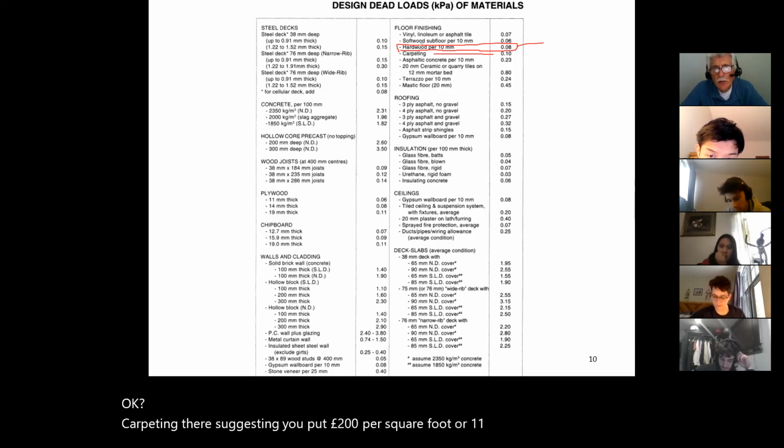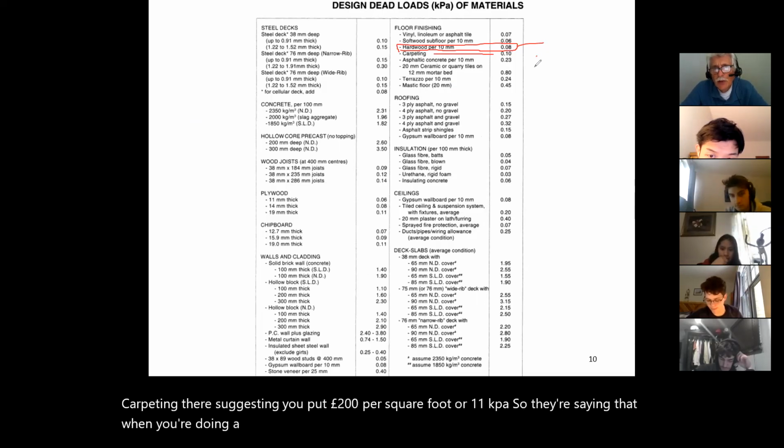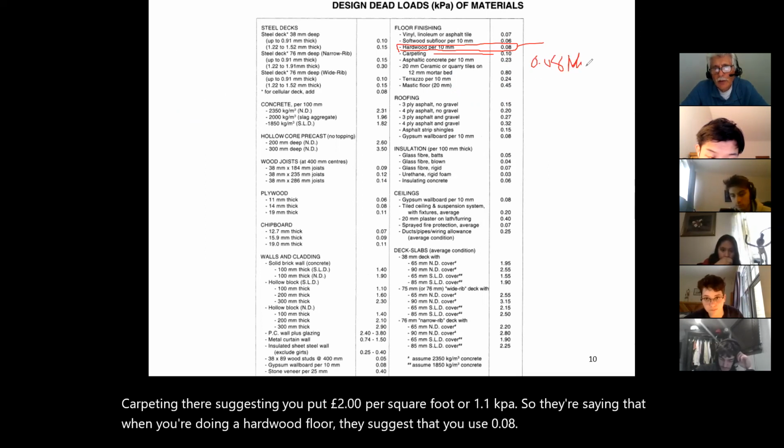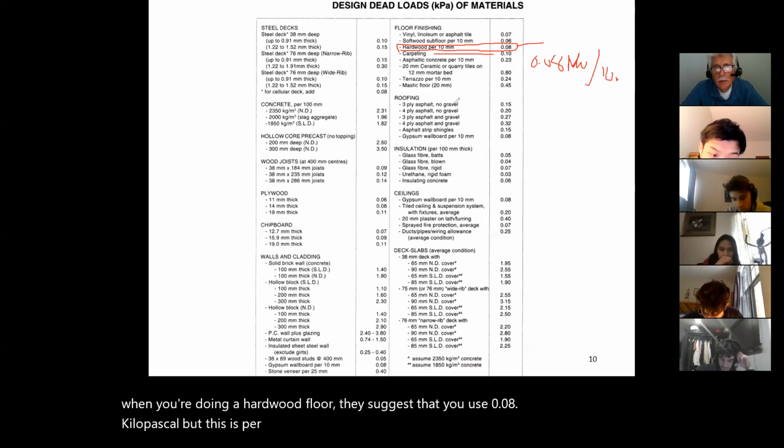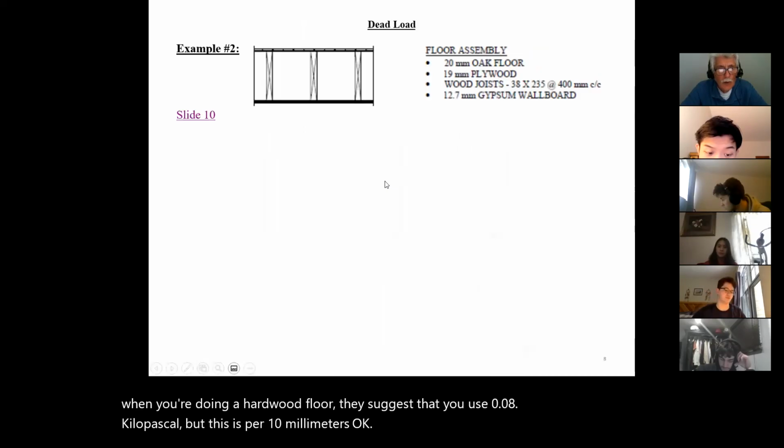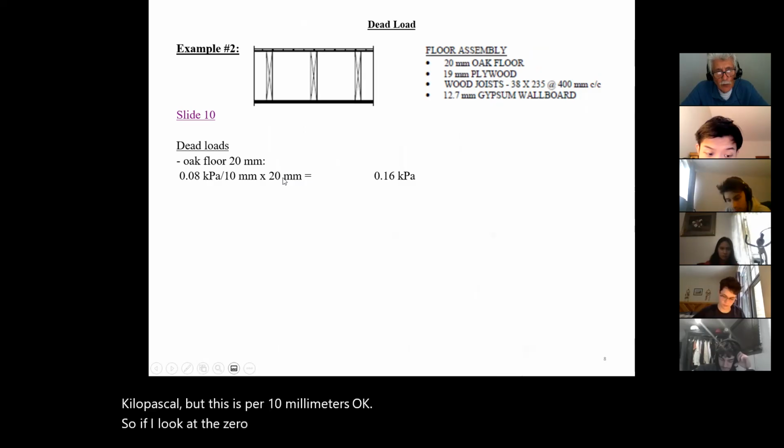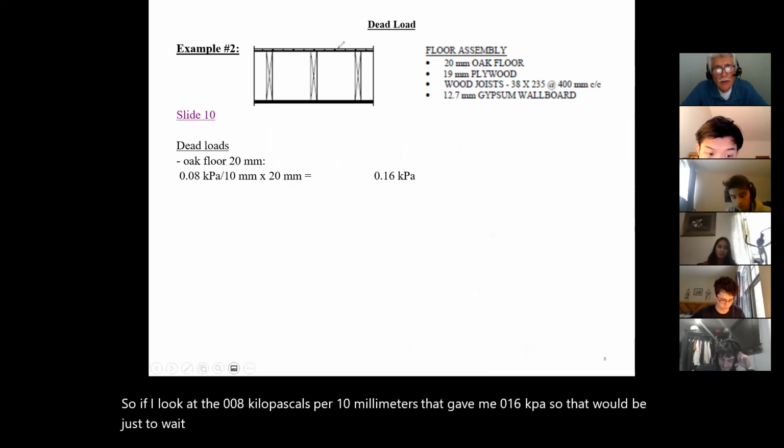So they're saying that when you're doing a hardwood floor, they suggest that you use 0.08 kilopascals, but this is per 10 millimeters. So if I look at the 0.08 kilopascals per 10 millimeters, that gives me 0.16 kPa. So that would be just the weight, or the dead load, caused by the oak floor.